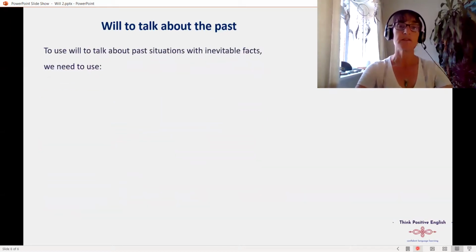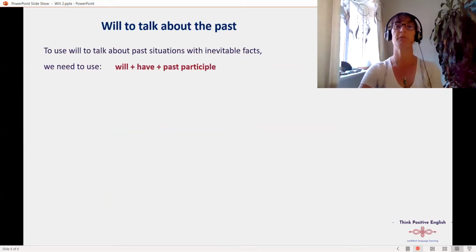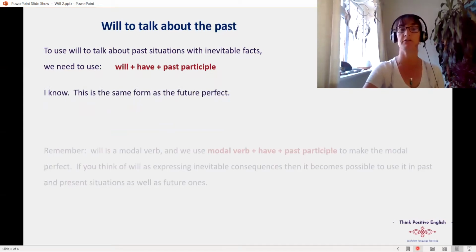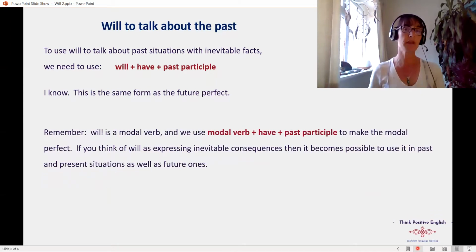So to do this, to talk about past situations and inevitability, we use will plus have plus past participle, also known as verb 3. And this is nuts because it's the same form, the exact same form as the future perfect. So think of will as a modal verb, right? Modal verbs: would, should, could, may, might, ought to, all those kinds of words. And we use these words to make the modal perfect. Modal verb plus have plus past participle.